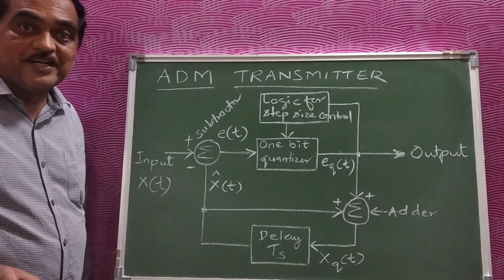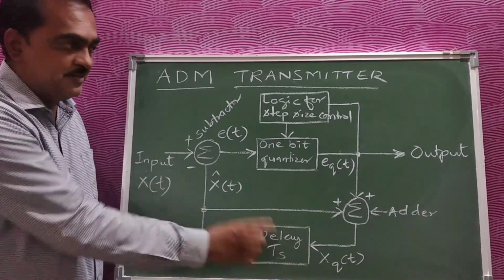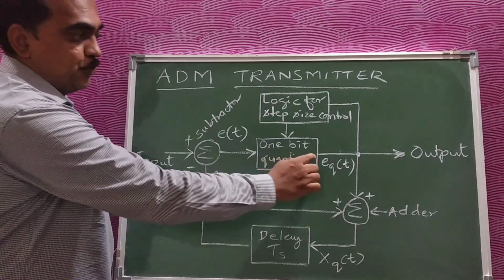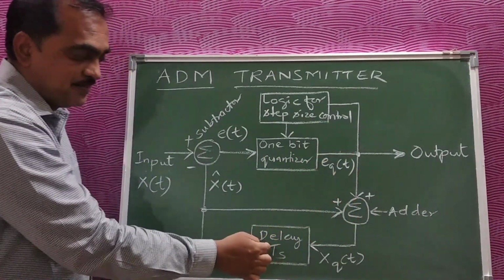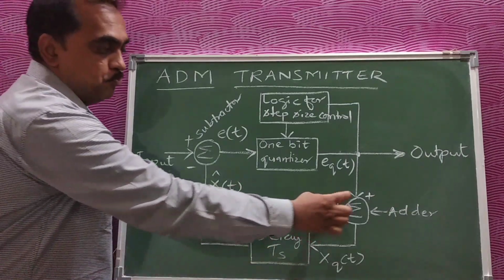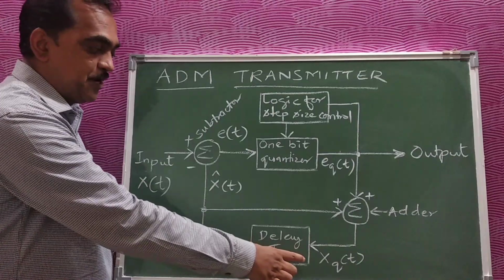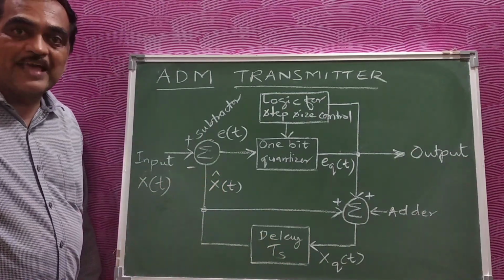That is what we have studied in delta modulation, and this prediction filter or delay Ts will work on this input, that is the quantized error and the previous output, both added together and given as a quantized output to this prediction filter, which will give you this predicted value X cap(t).